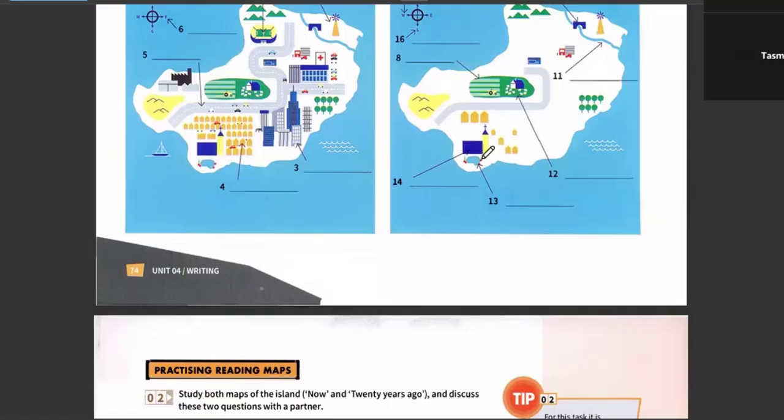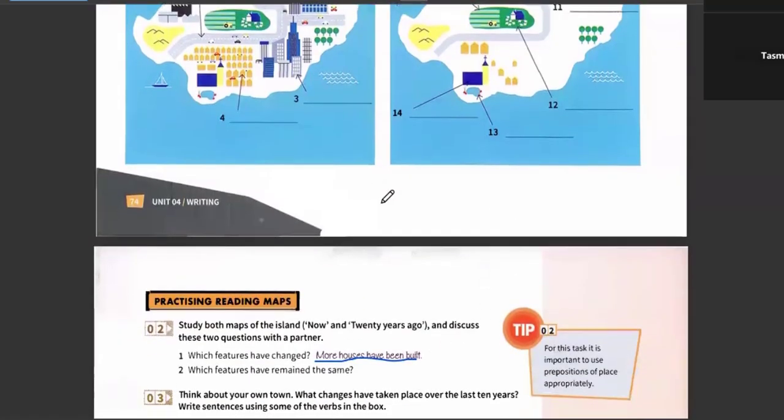And you did describe the differences very well. So these are the differences, or the features, that have changed in the 20 years that have gone by, right? And what are the features that have remained the same?